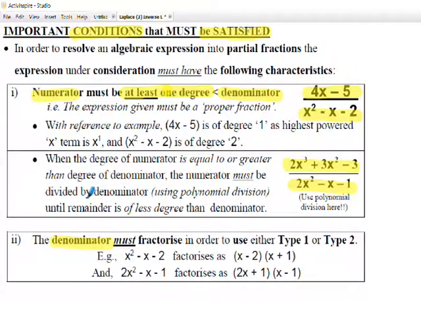is the denominator must factorise. So we try and factorise the denominator if it's not already factorised. So for example, x squared minus x minus 2 does factorise into two linear factors of x minus 2 and x plus 1, and 2x squared minus x minus 1 does also factorise into 2x plus 1 and x minus 1. Okay, if they don't factorise, we're left with a quadratic factor to solve.